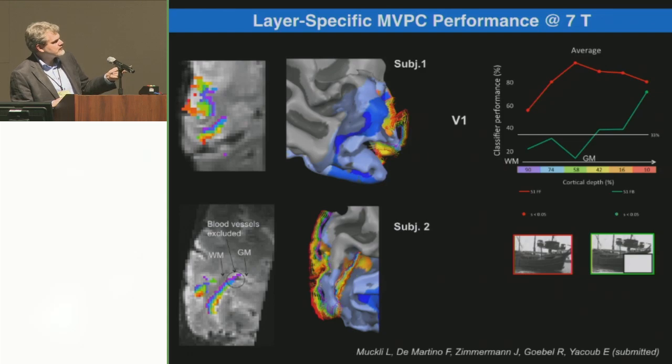That means when these V1 patches see this quadrant fully, they can predict what the subject has seen. But the exciting part is when this test stimulus was used for training, the classifiers work best not in the middle and lower ones, but only in the supragranular layers. You see here is the highest performance. When no input is there, the classifiers pick up the information from the upper layers.